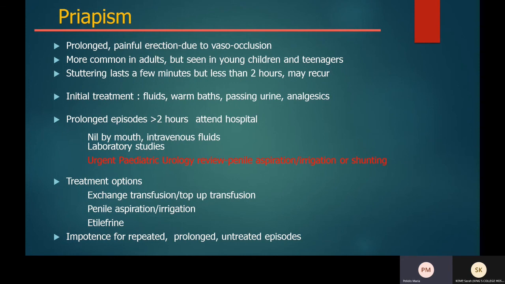It is important that this is managed appropriately, since patients who have repeated, prolonged, and untreated episodes can end up with impotence as adults.